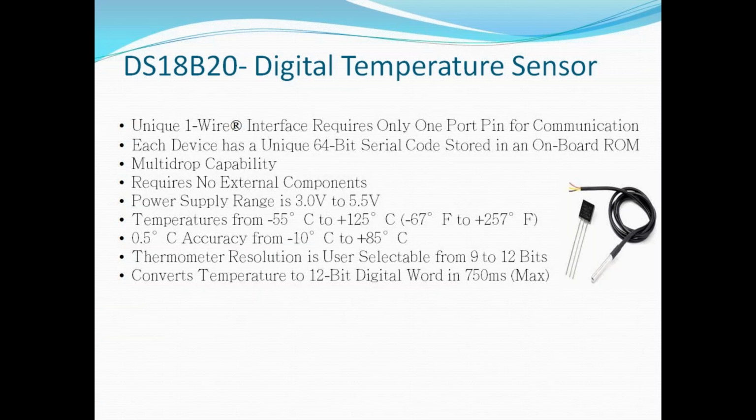Then when you talk about the resolution, it represents the accuracy of the data. It is programmable, so we can program DS1820 to work with either 9-bit or 12-bit. Then the conversion time is just 750 millisecond. That means it can convert the analog temperature into digital form within 750 millisecond.